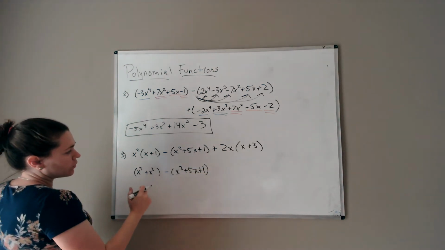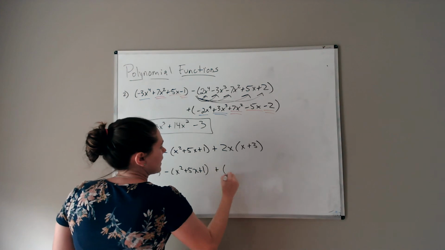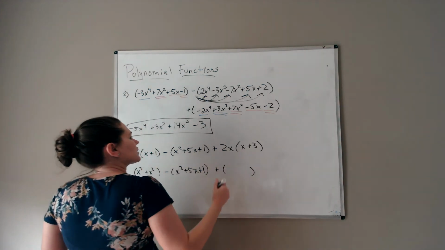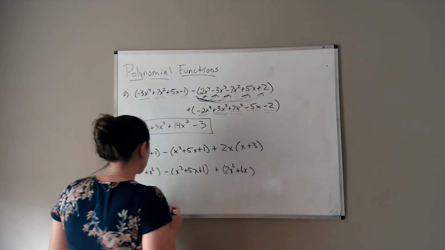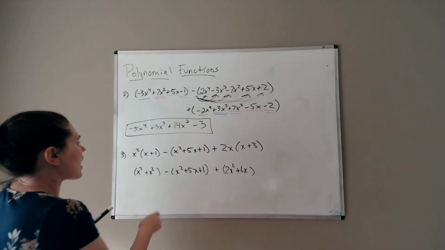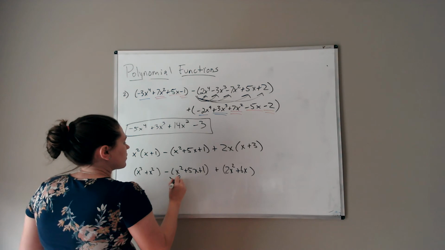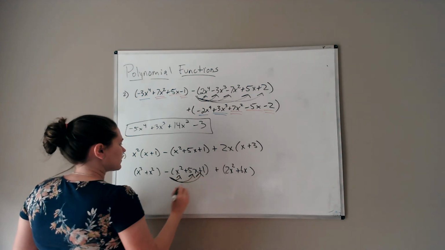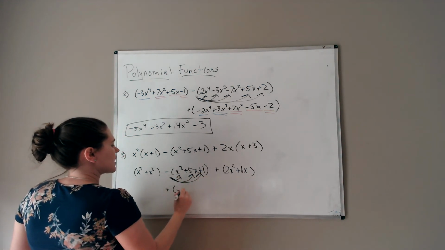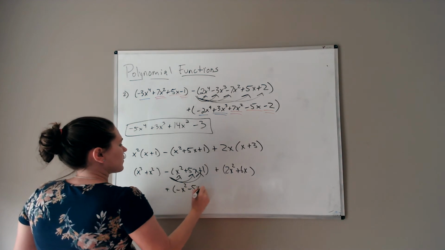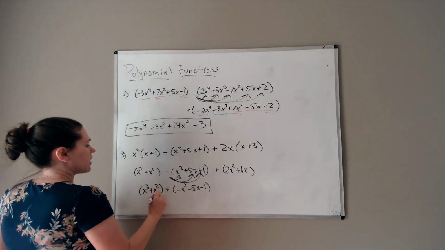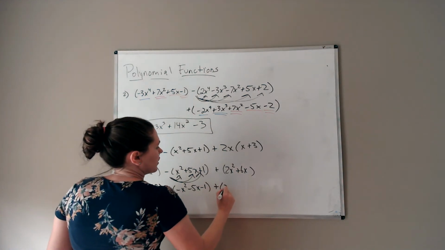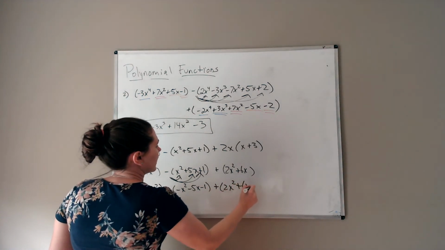So we've got the binomial, we've got the trinomial, and another binomial. 2x times x, that's 2x squared. 2x times 3, that's 6x. And since I'm subtracting this entire trinomial, I might want to distribute that negative so I don't make a mistake. That's going to be minus x squared minus 5x minus 1. So we've got x to the 3rd plus x squared plus that plus 2x squared plus 6x.